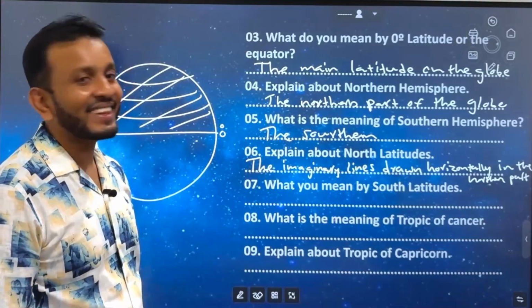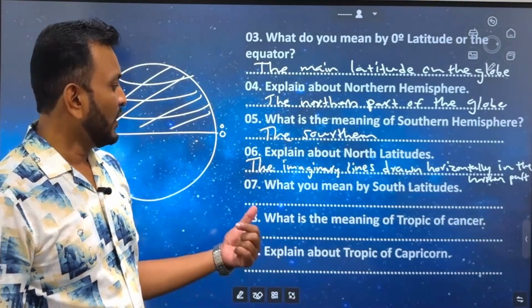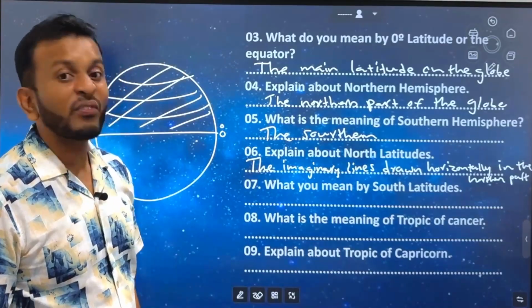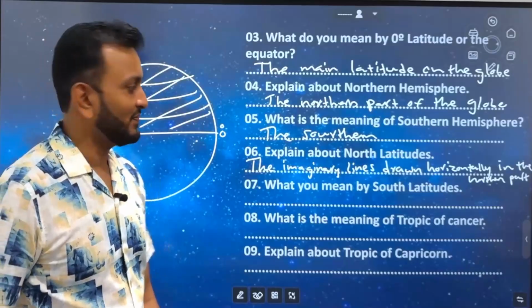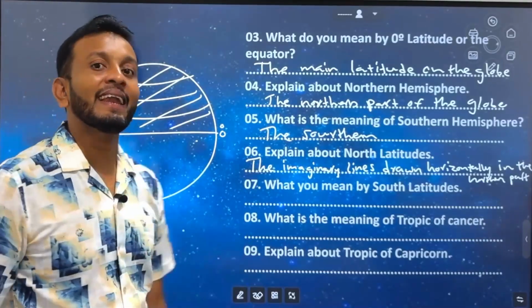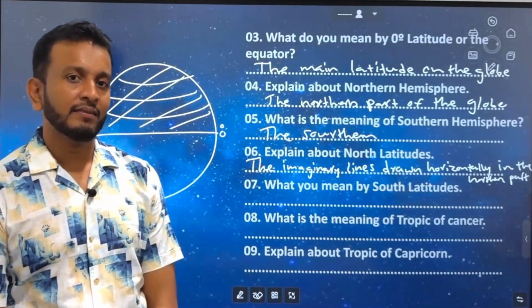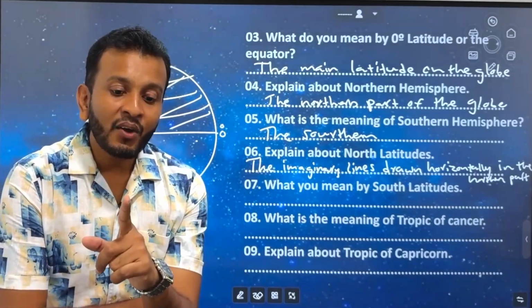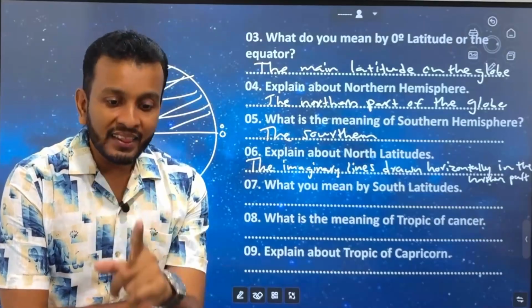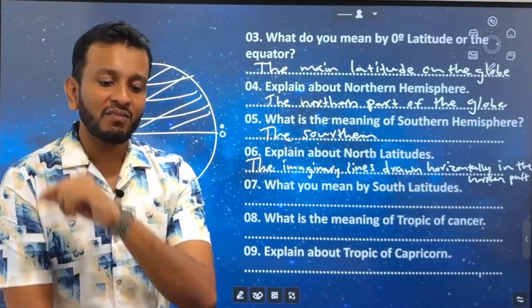What do you mean by south latitudes? That's right. What is the meaning of Tropic of Cancer? Tropic of Cancer. Right. 23.5 degrees northern latitude on the globe.